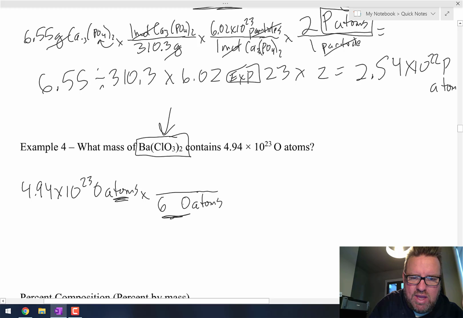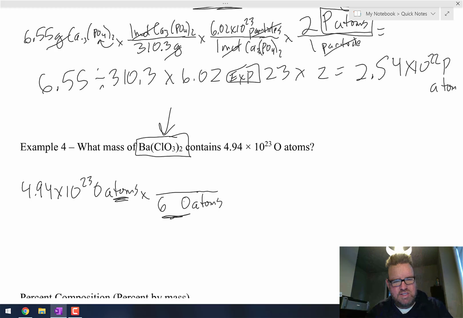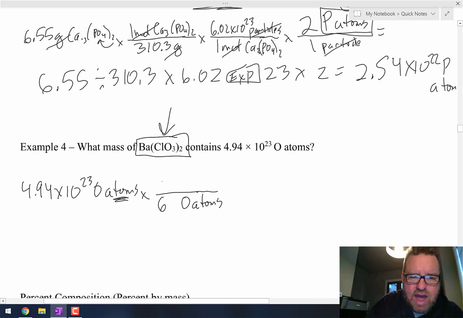And notice that big space that I leave between the 6 and the O. The reason that I do that is because when I go to my calculator, sometimes that looks like a 60. Okay, because of the O, it looks like a 6 and a 0. And sometimes I'll type in 60 in my calculator. So I really try to leave a lot of space between the 6 and the O for oxygen. So there are 6 oxygen atoms in one particle of BaClO3 twice.